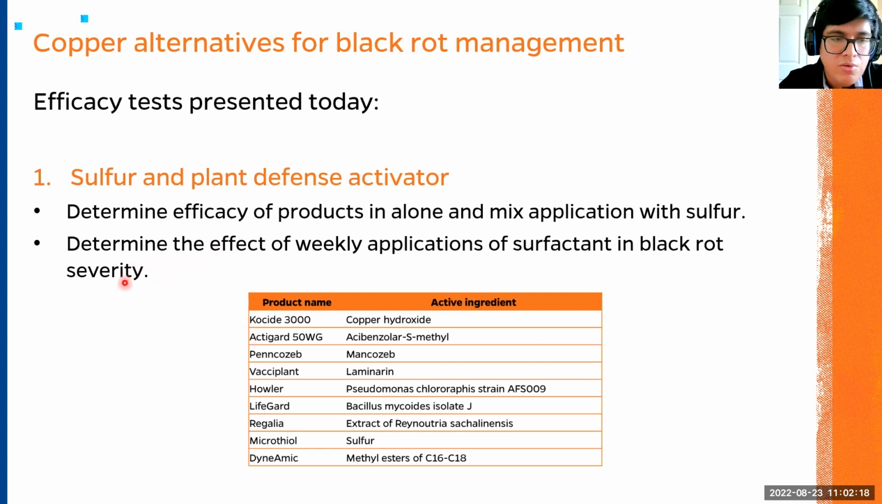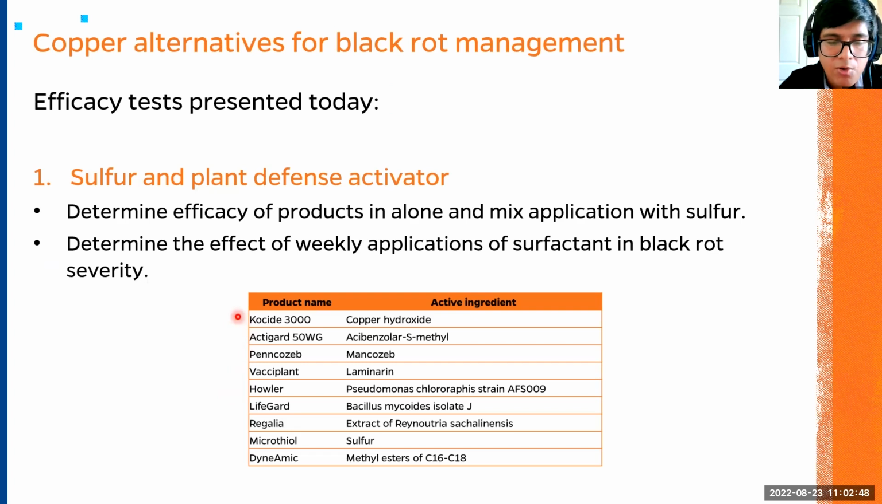The other set of trials used surfactant as a treatment, to determine the effect of weekly application of surfactant on black rot severity. We know that XCC likes wet conditions and likes to stay in the leaf when there's free water. So we thought that weekly surfactant without any product was actually going to increase the disease severity compared to the other treatments.